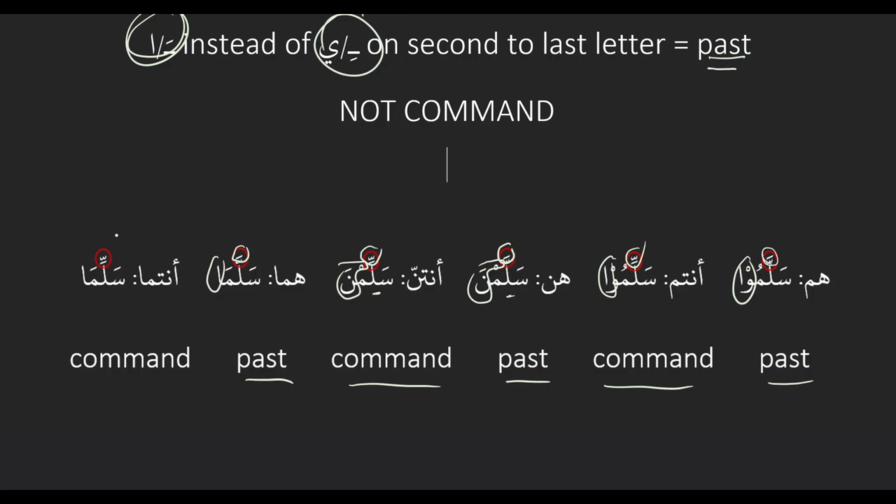And then antuma sallima. Ignore the A sound. Second to last, the lam, has an E sound, so it's a command. So A is past, E is command. A is past, E is command when you have more than 3 letters.